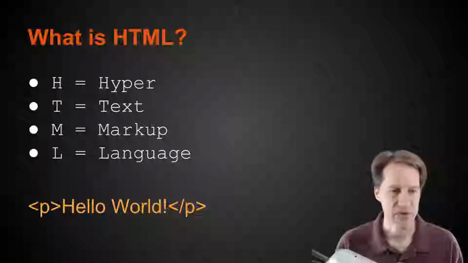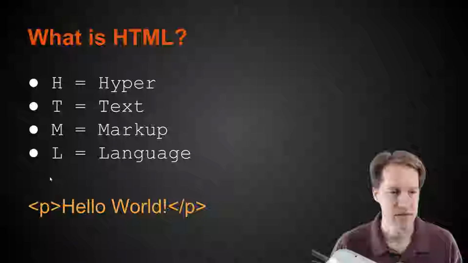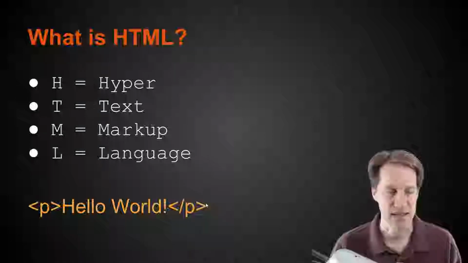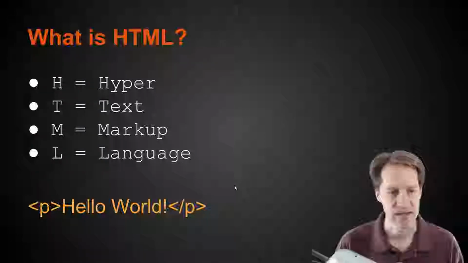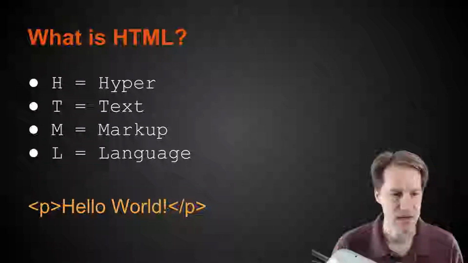Now here's an example of some HTML. It has the content, hello world, and then it has this markup here. You'll see that there's a P tag, which means a paragraph, and usually it has an opening tag and then a closing tag. There are some tags that don't open and close. There's just one tag, but in this example, there's an opening and a closing tag.